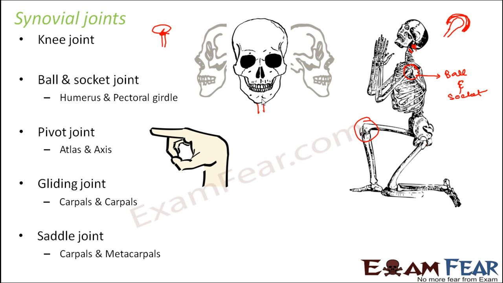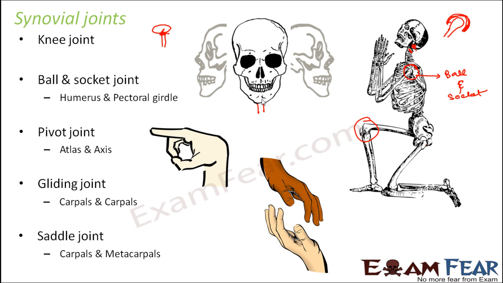And the last one is the saddle joint, which is between the carpals and the metacarpals. Metacarpals are present in the palm. So between your wrist and palm also a lot of flexibility is there. That is why the wrist, the palm and the fingers all have synovial joints, and that is why you can so freely move your palm, your hand, your fingers. Everything is so easily movable. So these are all examples of the synovial joints.